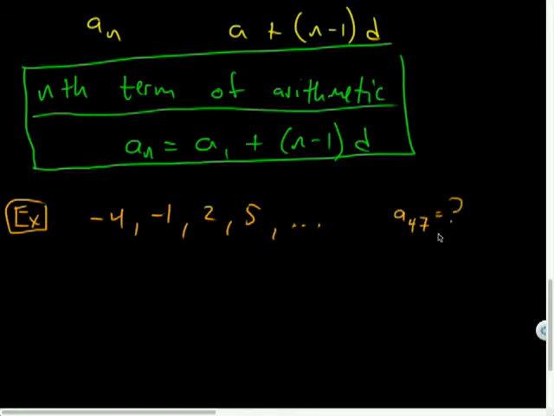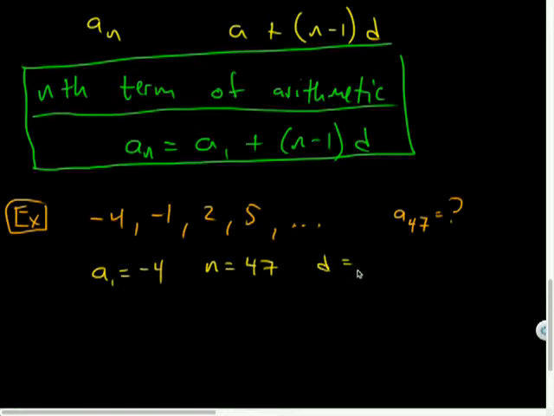equal to? So the first thing we should do is let's label our variables. There are actually 4 different values here. I've got the nth term, the first term. N is the number of terms, right? Since I didn't specifically define that earlier. And D is the common difference. So let's label what I know. I don't know a sub n yet. A sub 1 is negative 4. N is 47 in this case.